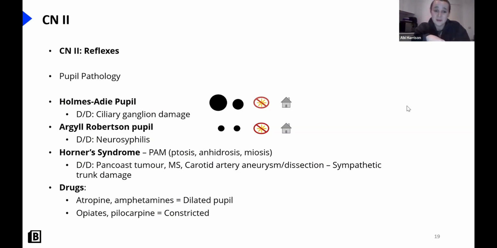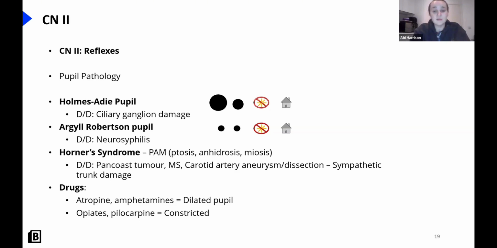An Argyll-Robertson pupil is really associated with neurosyphilis, and it's quite sort of pathognomonic. Both pupils will be small, constricted. There'll be no response to light, but the accommodation will be good. Horner's syndrome, highlight the mnemonic PAM: ptosis, drooping of the eyelid, anhidrosis, loss of sweating on half of the face, and miosis, pupillary constriction. And this occurs due to damage to the sympathetic trunk, so you get unopposed parasympathetic innervation.